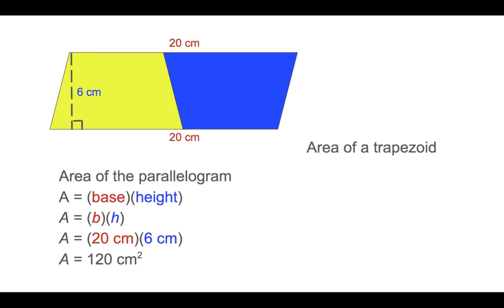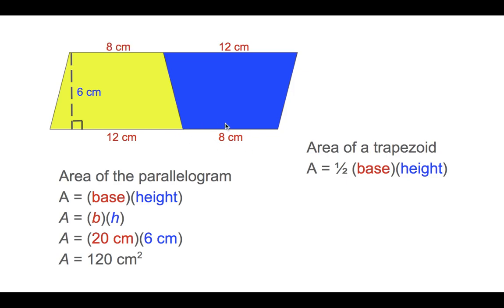So now let's look at the area of the trapezoid. We're going to say that it's half of the base multiplied by the height because we know that it takes 2 of these to make one parallelogram. So 2 trapezoids equals 1 parallelogram. But the problem is that this one is 12 centimeters. So the yellow bottom is 12 centimeters, which is the bottom of the blue one. I just rotated it 180 degrees. The bottom of the blue is 8 centimeters, which I would call the top of the yellow. So see how they're the opposites.